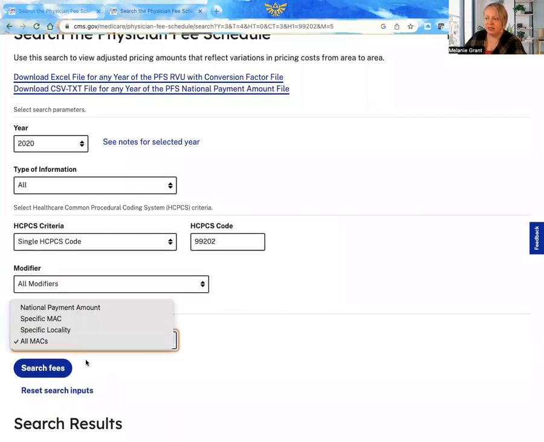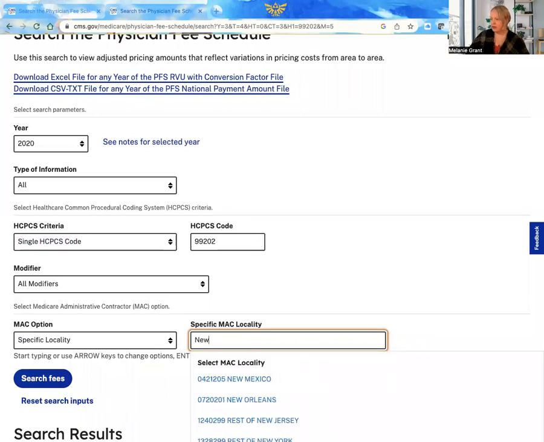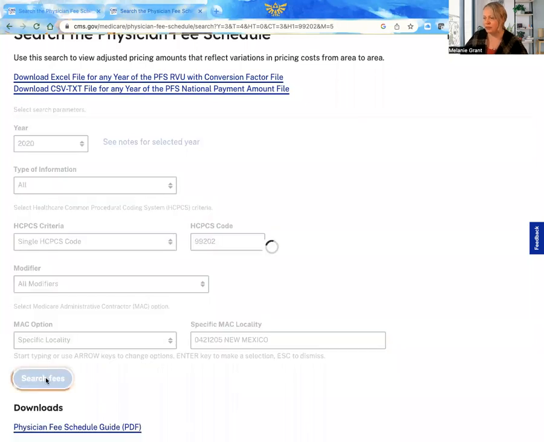Now, if I'm in a specific locality, meaning that I want to look up payment information for my area, I'll list that here. And I can even indicate that by typing in my state, which is New Mexico.